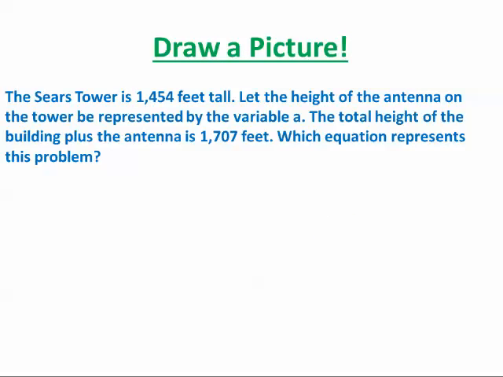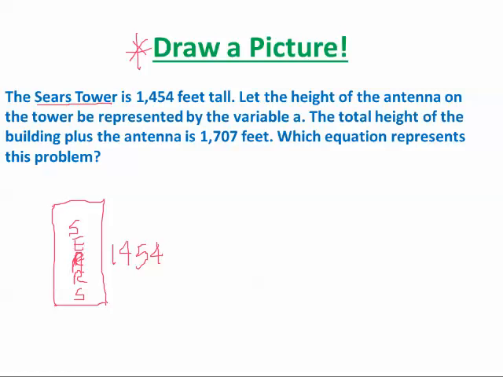Another one tells us about the Sears Tower, and I'm going to just draw a picture for you. I know you can do this once you get an idea of what's happening. So they're telling us that the Sears Tower itself, here's my little picture of my Sears Tower, is 1,454 feet tall. Let the height of the antenna on the tower be represented by the variable A. So now I have a tower antenna here, and they're telling me let it be A long. We don't know how long it is, but A.